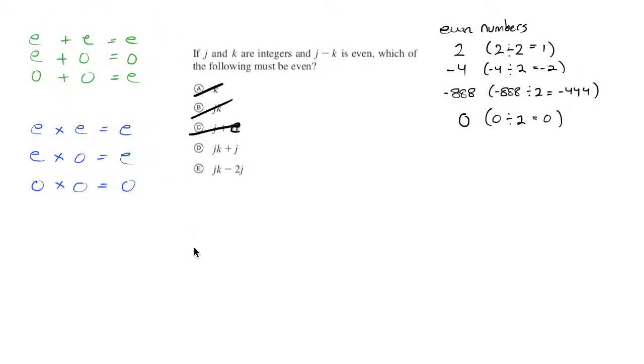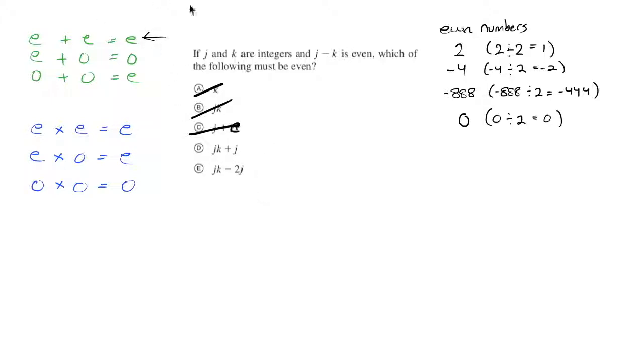Now I'll say it again. Either j and k are both odd, or j and k are both even. For option D, consider the case where they're both even. Well then, j times k is even times even, making this number even, and j is even, which means this is even plus even, and from this rule you must get an even number.